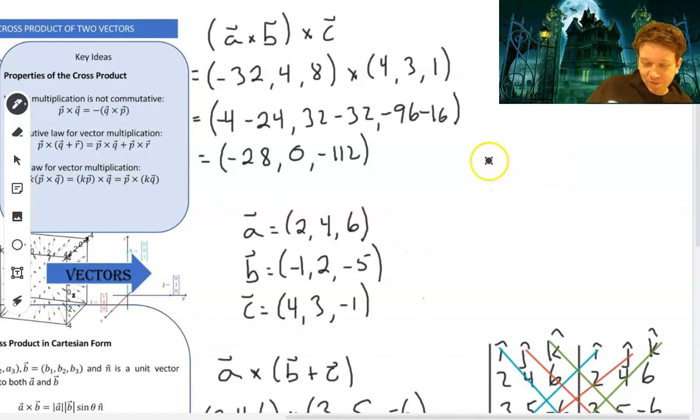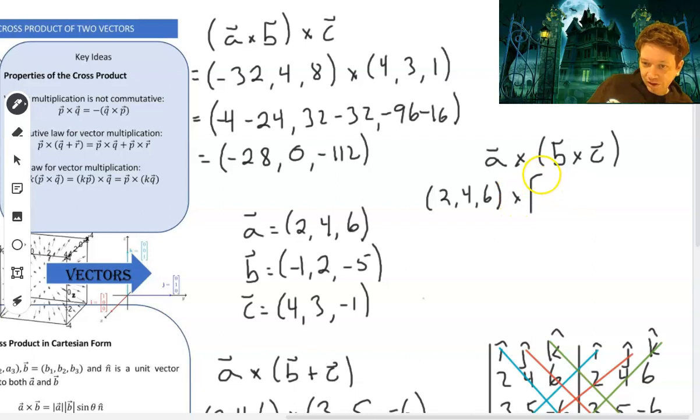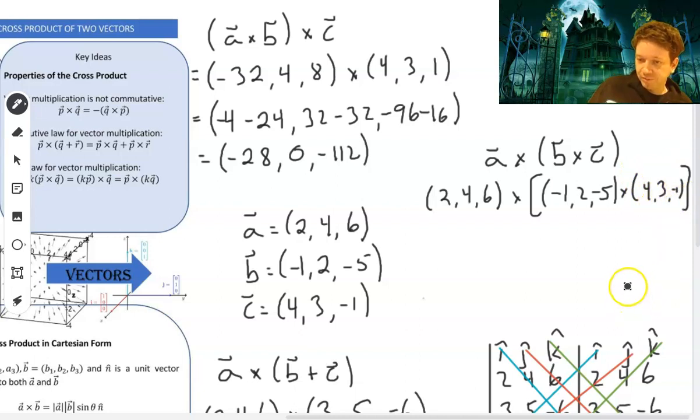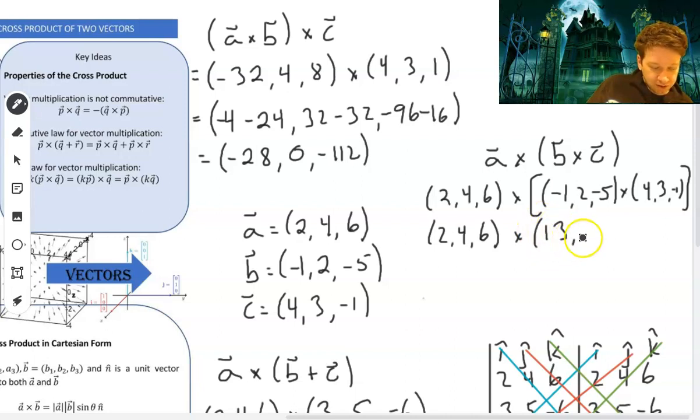Now if you do the same thing, but first you do the cross product for B and C. Okay, so you would have 2, 4, 6. And then you would cross that with whatever this equals. Your B vector cross your C vector. Okay, so you'll get 2, 4, 6. Try this cross product. So pause the video and try that. And you should get 13, minus 21 and minus 11.